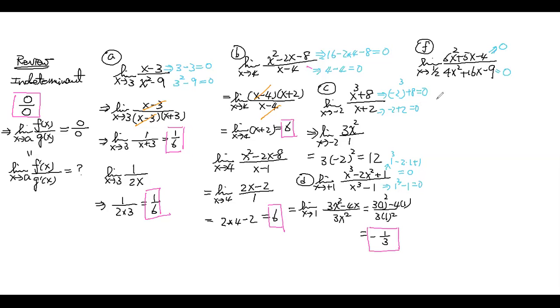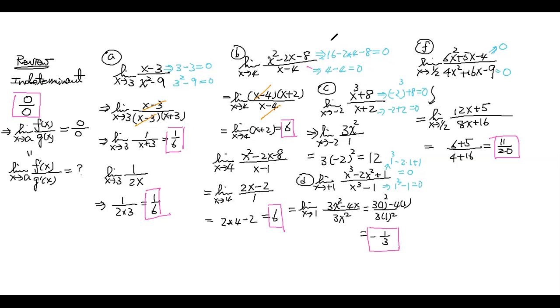Because this is 0 over 0, the L'Hopital's rule just tells you to take the limit as x approaches 1/2, taking the derivative on the top. So this is 12x plus 5, correct? And the bottom is 8x plus 16. Now you plug in x equals 1/2. The top, you will have 6 plus 5, then the bottom, you have 4 plus 16. So what is your final answer? Your final answer is 11 over 20. So the limit of this form here is 11 over 20, okay?